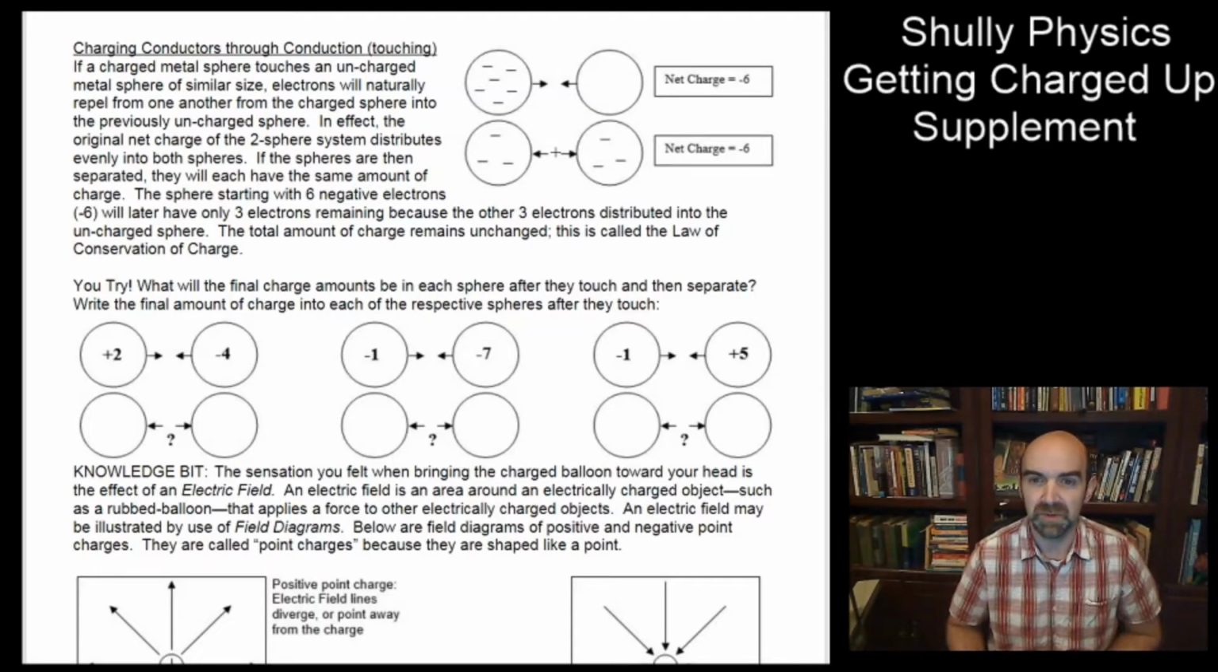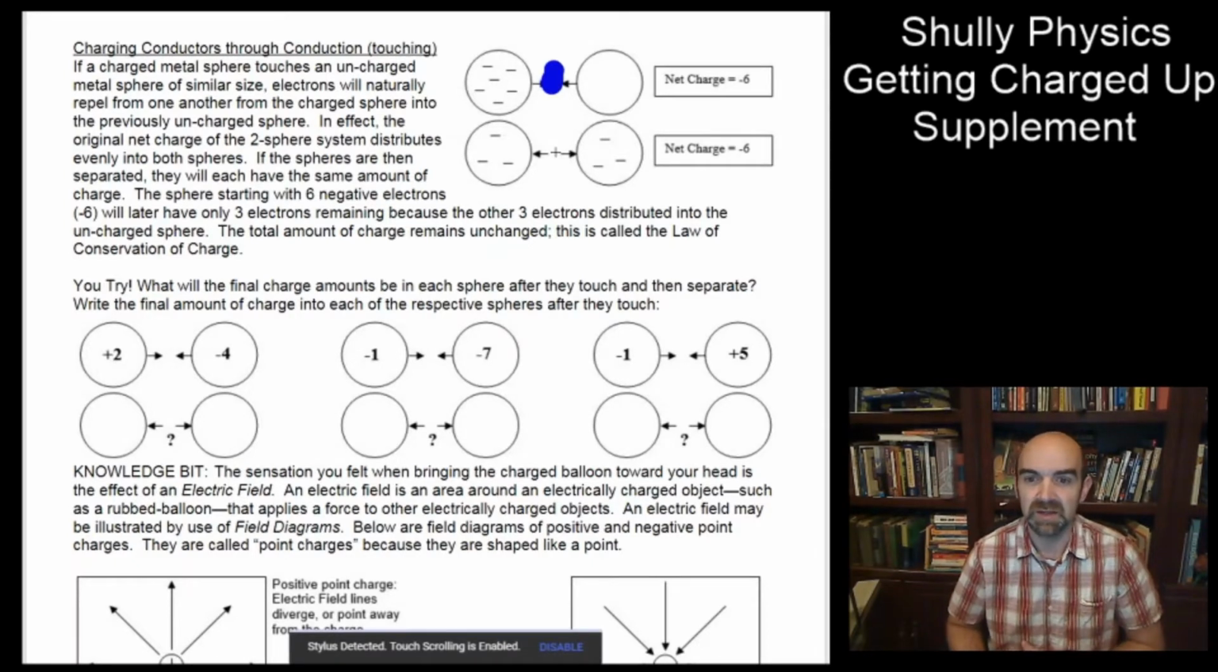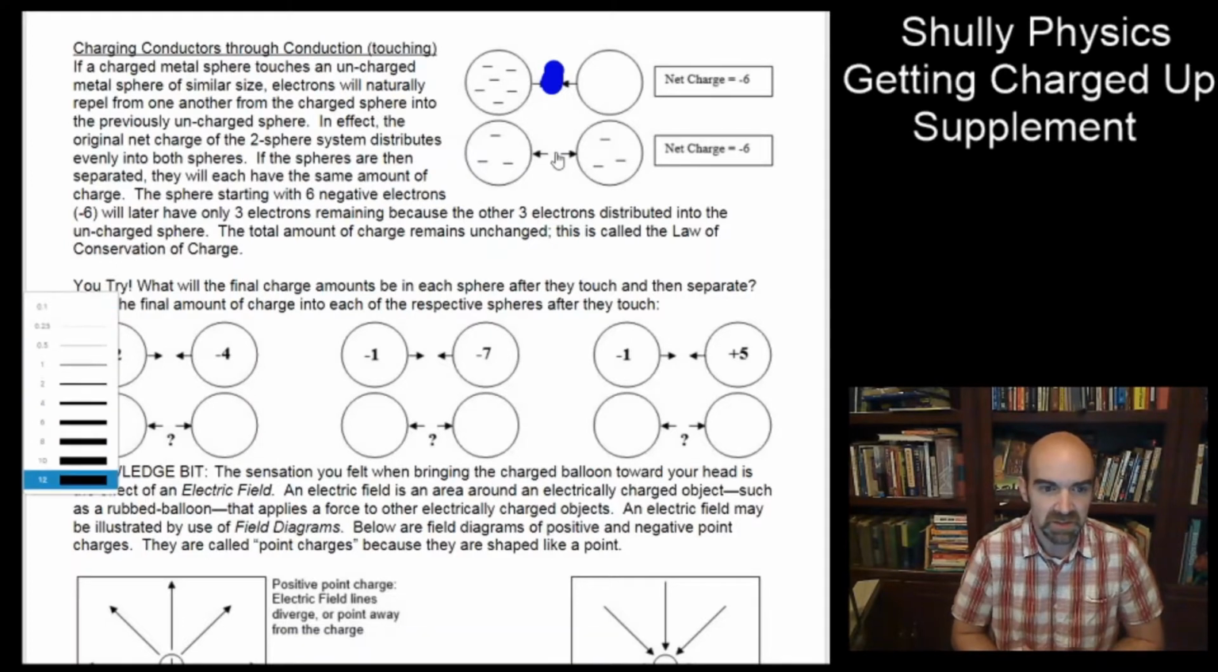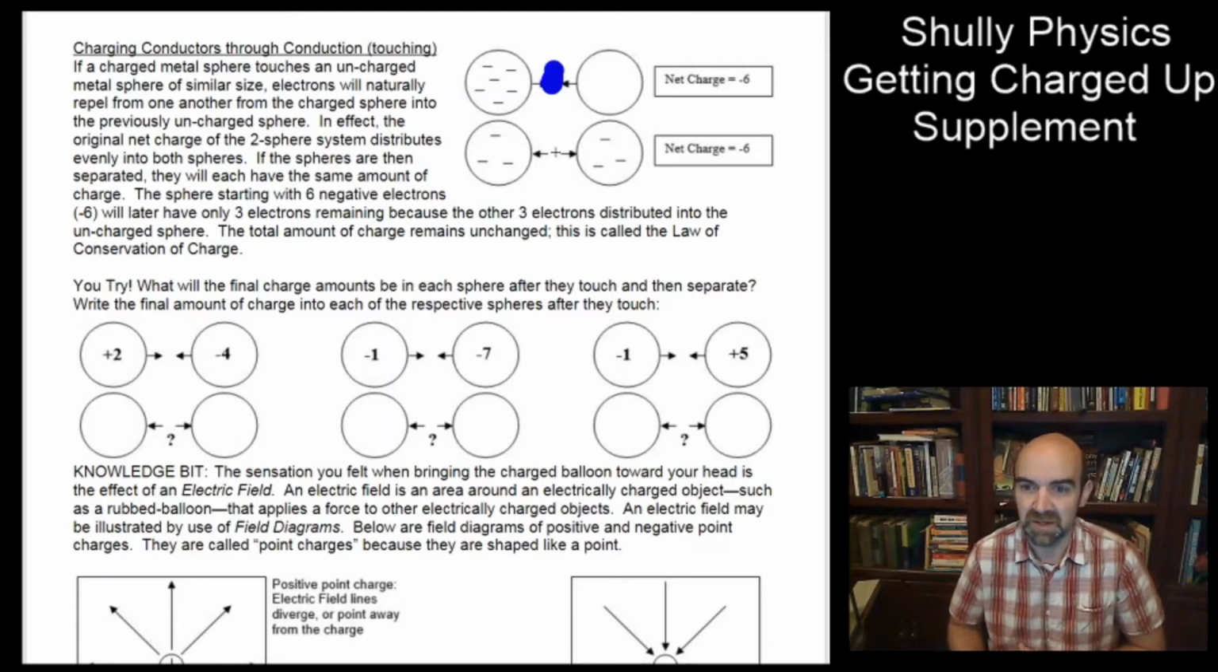The one on the right, let's say it has 10 protons and 10 electrons, so it would have a net charge of 0. A positive 10 charge plus a negative 10 equals 0. So before an interaction, the system has a net charge of -6. And let's say they touch here in the middle, and then they're separated again. What will the new charge be? The net charge will still be -6, but the charge is going to be redistributed.